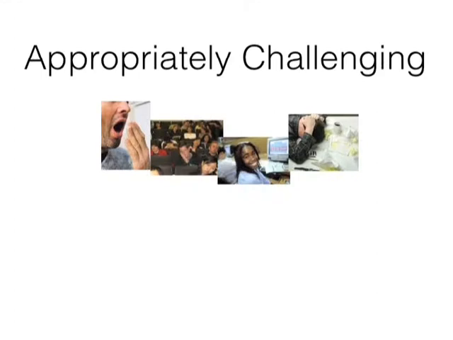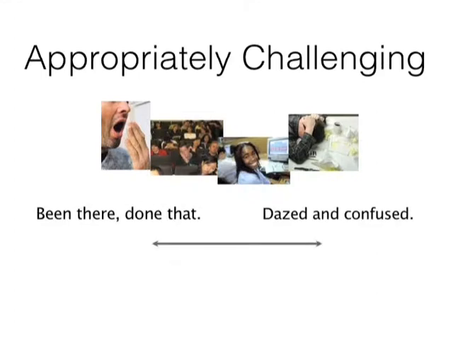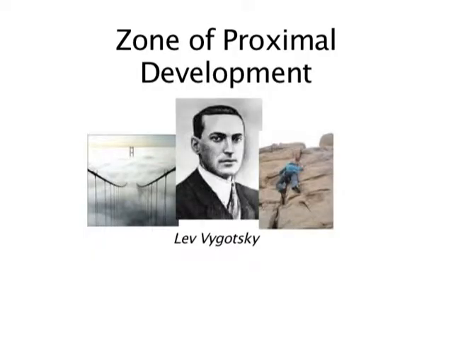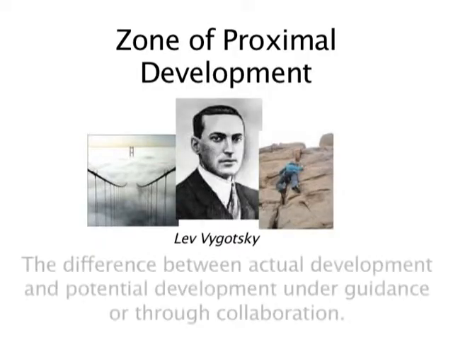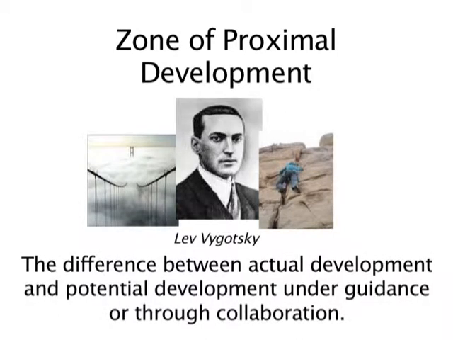So somewhere between been there, done that, and dazed and confused is the unique position on that continuum for every individual student that is the perfect place for them to learn. And Lev Vygotsky, the Russian theorist, talks about this as the zone of proximal development. Where you are, where you could be, and you have to be able to stretch to that for learning.